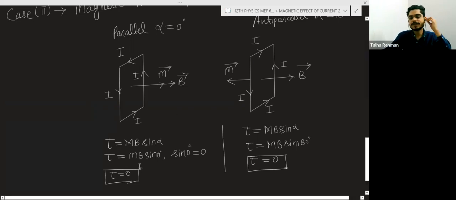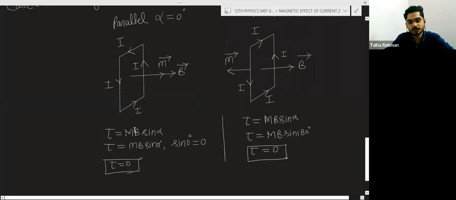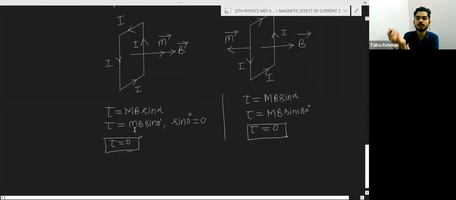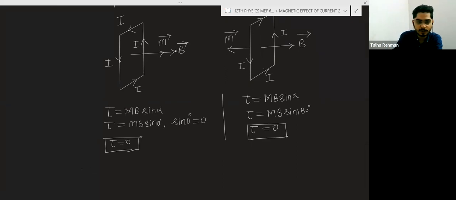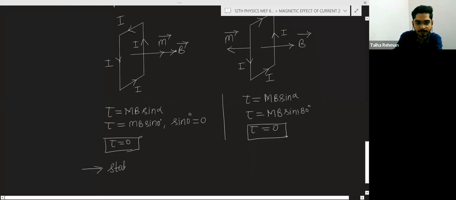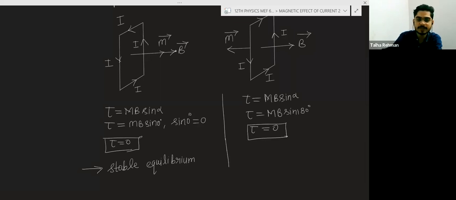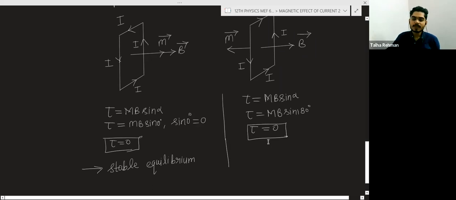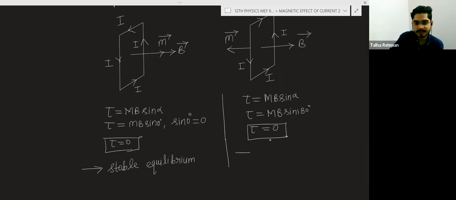So this condition of your coil, when magnetic moment and the magnetic field are parallel, will be the stable equilibrium of the coil. And in this other case, your coil will be in unstable equilibrium.